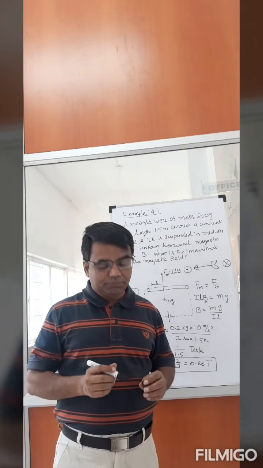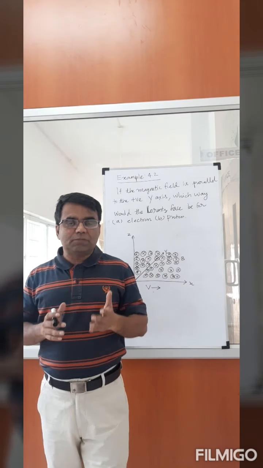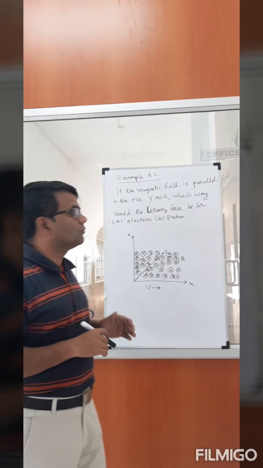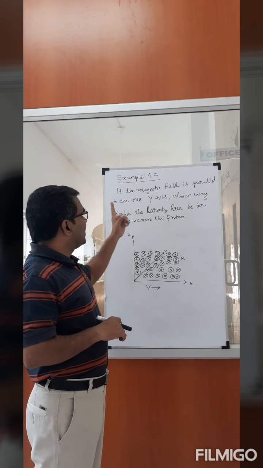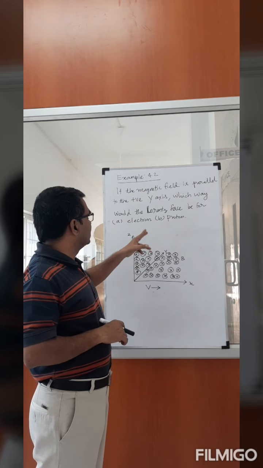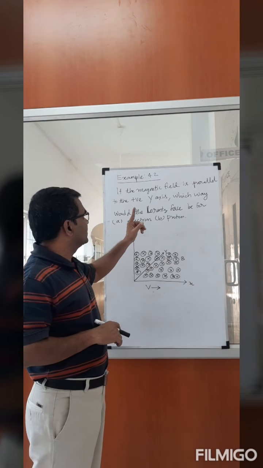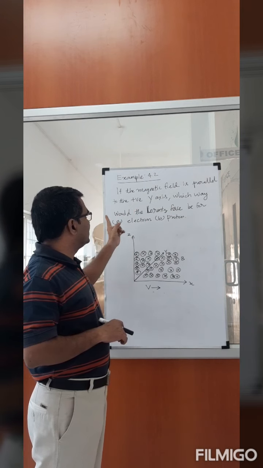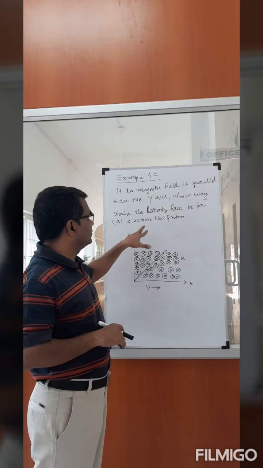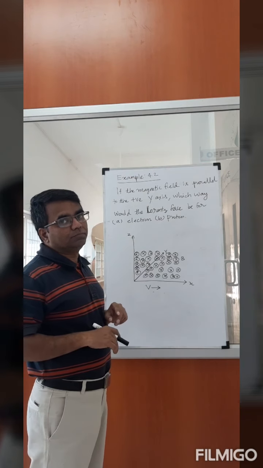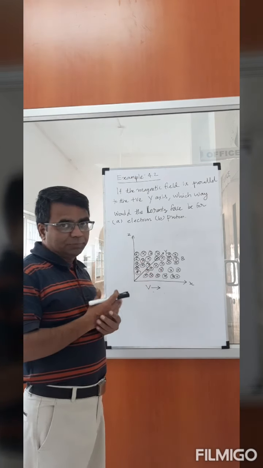Hope this is clear to you. Now let's do example problem 4.2. So what does it say? If the magnetic field is parallel to the positive y-axis, which way would the Lorentz force be for A, electron, B, proton? So we need to go with the picture.